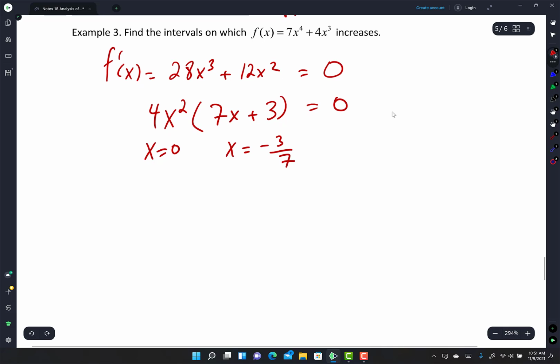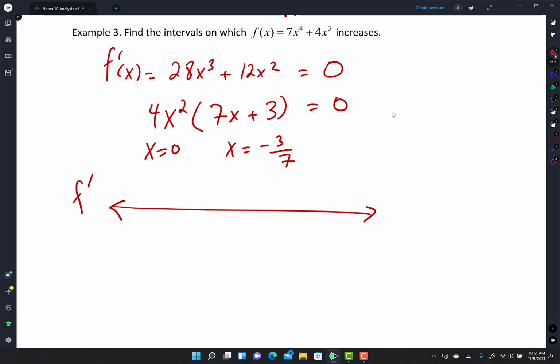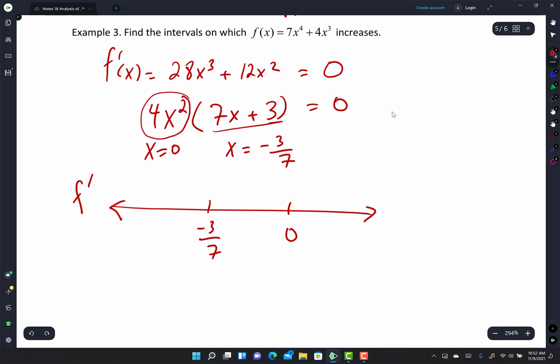I'm going to do my number line. Here's my number line, or railroad tracks, whatever you want to call it. I'm going to call this f prime, and I'm going to put negative 3/7 and 0. Matter of fact, you don't even have to pay attention to the 4x squared, because the 4x squared is always going to be positive. So really, we just have to pay attention to this.